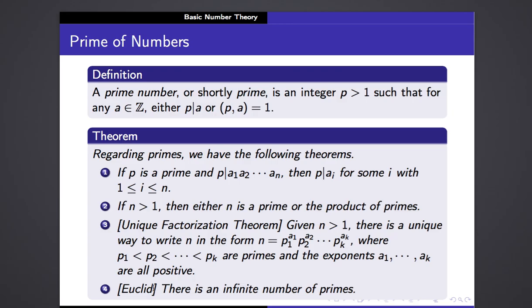Lastly, this is due to Euclid. There is an infinite number of prime numbers. This can also be proved. It's not difficult to prove, but it can be proved using a contradiction. But we are not going to talk about it here. Just need to know that there are, in fact, infinitely many prime numbers.